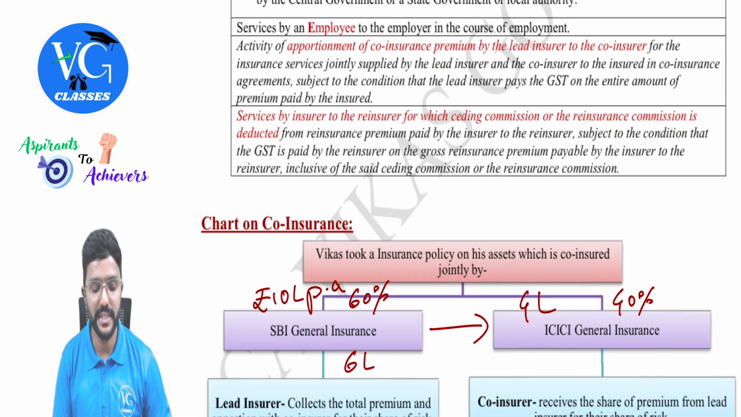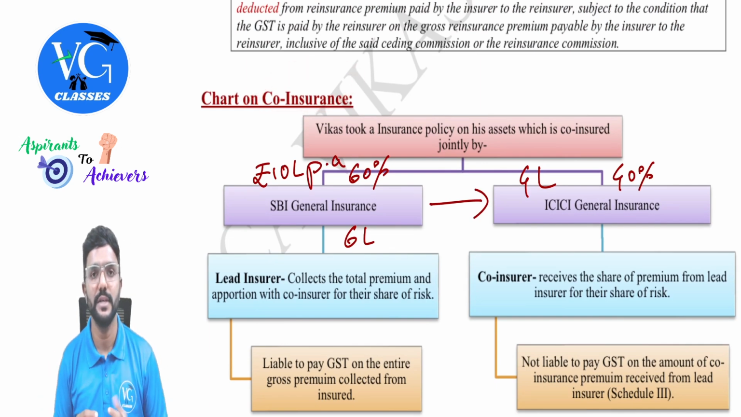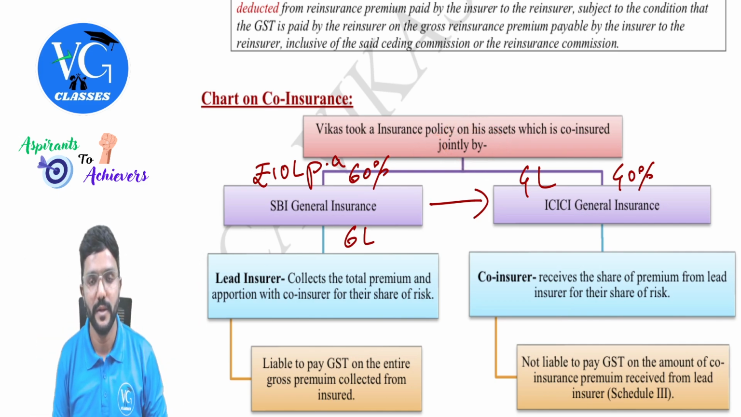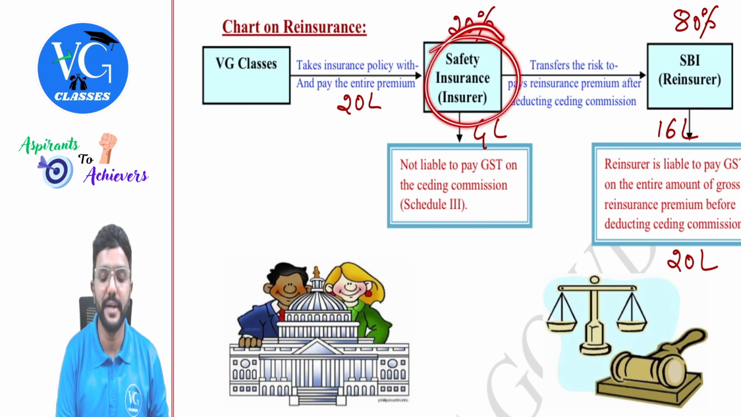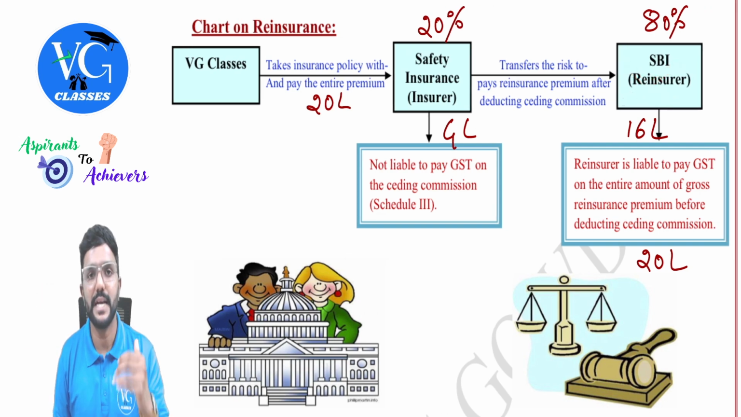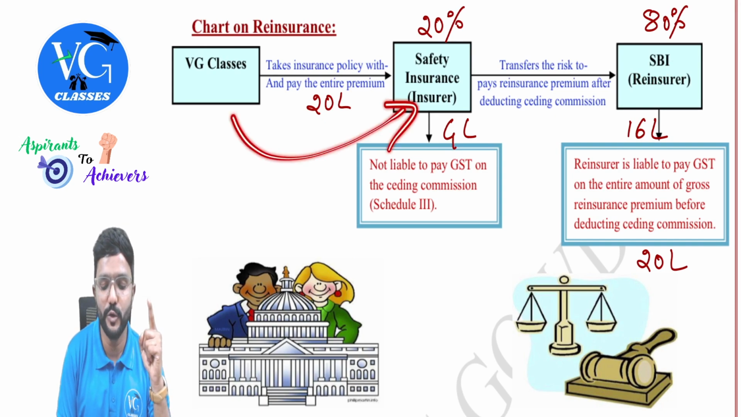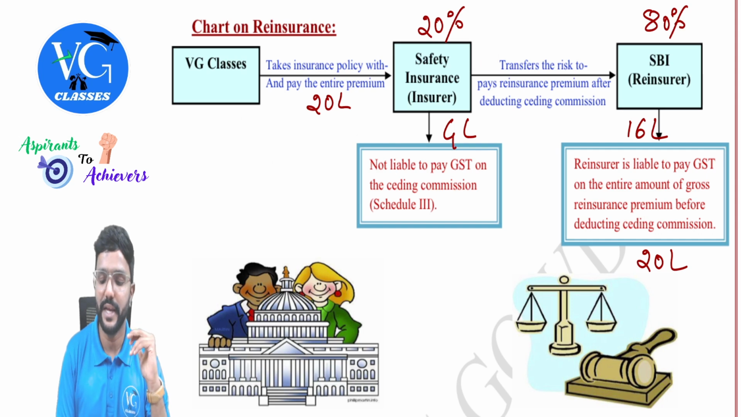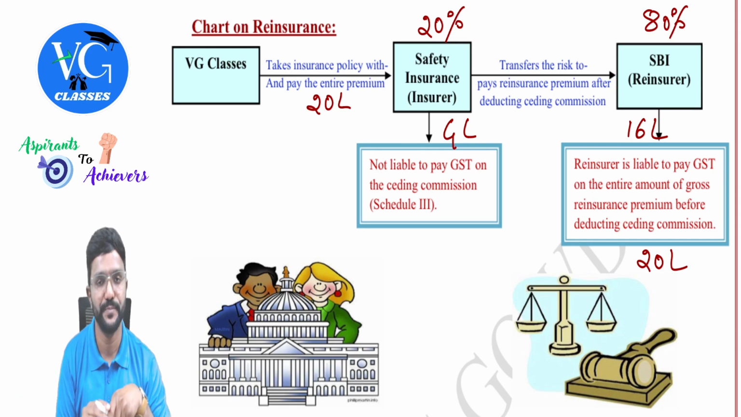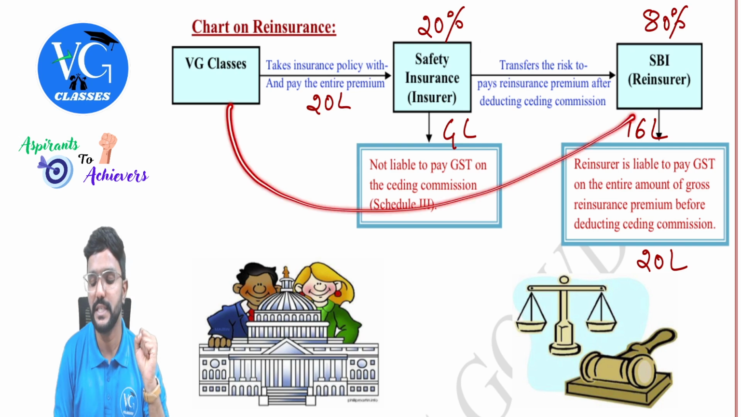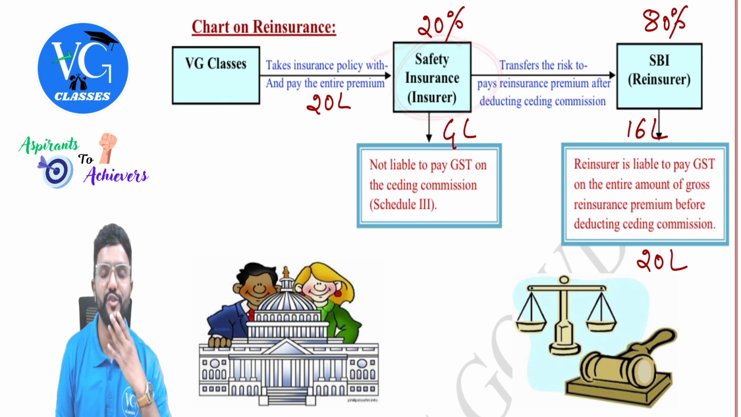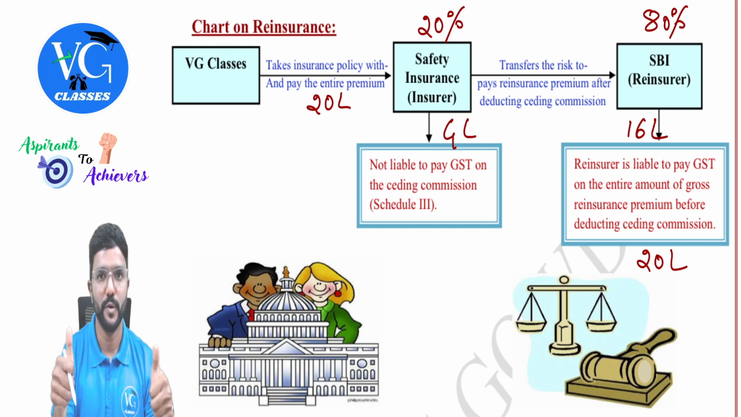Hope you understood. The major difference between co-insurance and reinsurance is, see here I myself am jointly taking the policy with two or more insurance companies. Whereas here, VG Classes had contact only with Safety Insurance. Did they take the policy with SBI? No, no. If by chance anything goes wrong today, VG Classes will question whom? Safety Insurance. But they can collect 80% of the money from SBI and give it to Vikas, and the remaining 20% from their own pocket. So here, VG Classes didn't take the policy with SBI. They don't have any direct contact with them. They took the policy with whom? Safety Insurance, guys.